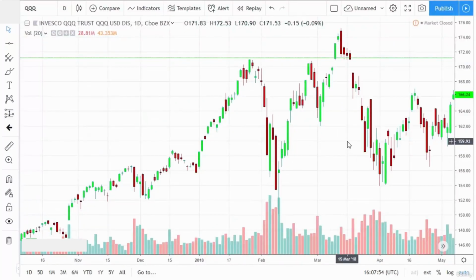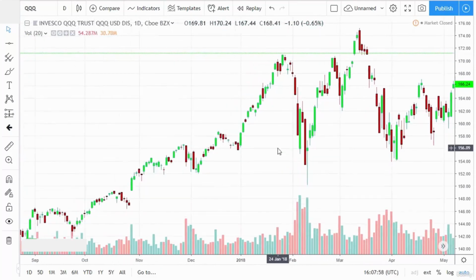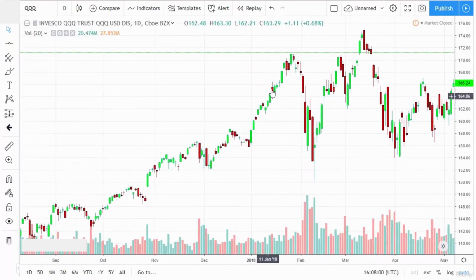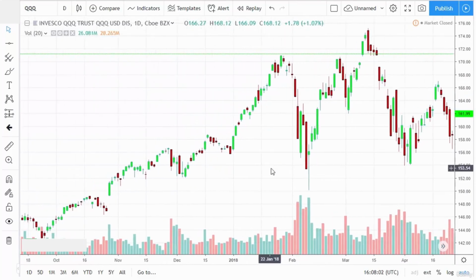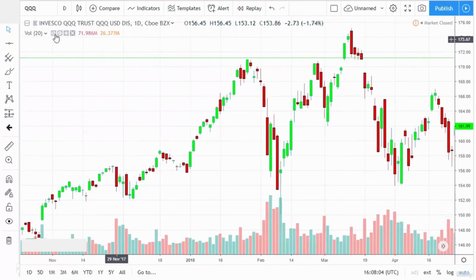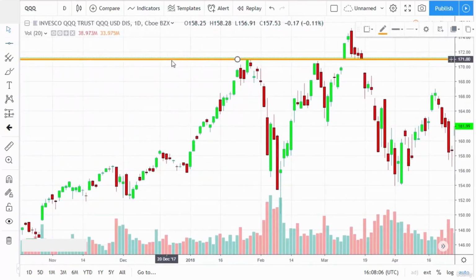Here in the Qs, we have one at the top of a very stretched out run. You can see that we had been basically parabolic, had been screaming for some type of sell-off.